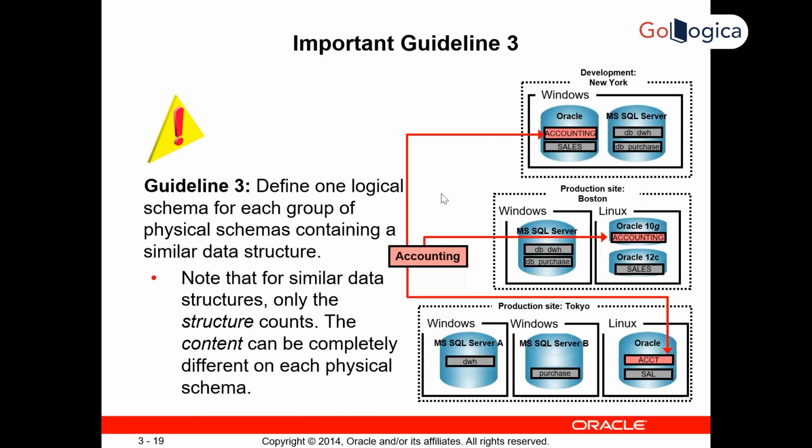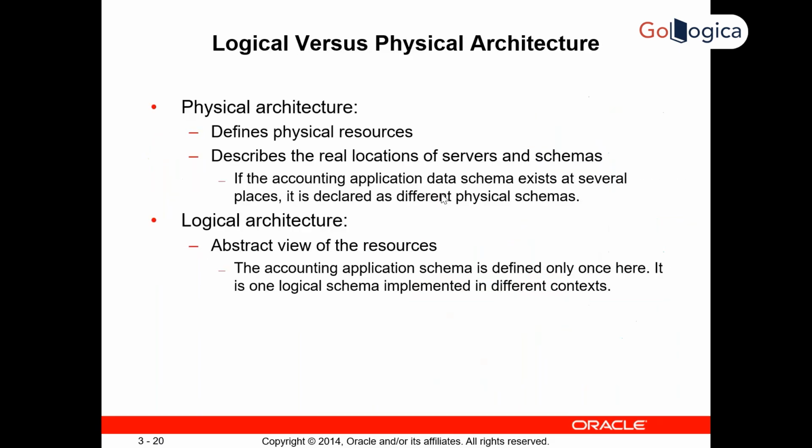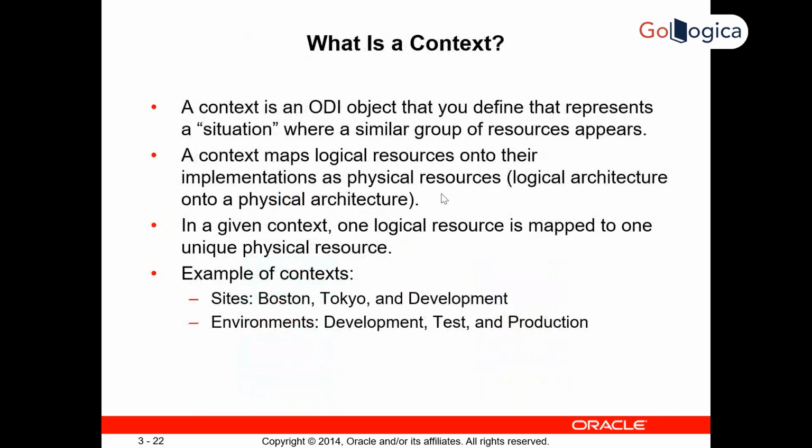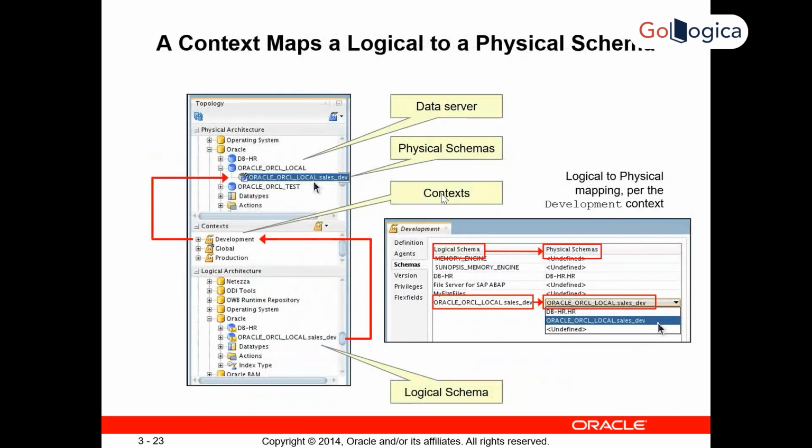Like this, now we need to have the four logical schemas defined. And for example, now we have one more context, development New York. The logical one we use at design time, whereas the physical one we are going to use at execution time, at run time. As we have the context, we give the mapping between my logical schema and physical schema.